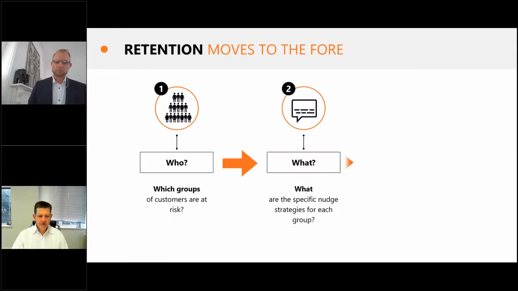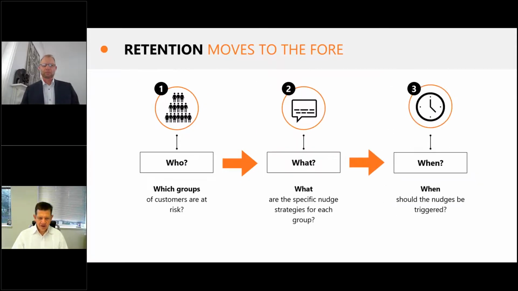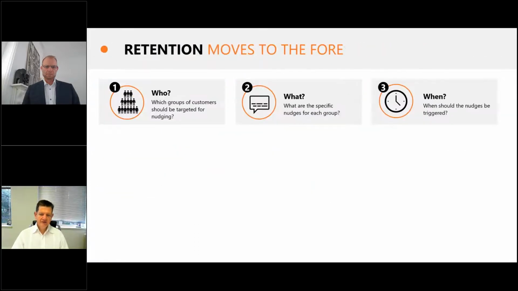So what we wanted to do is understand who these customers were that were interacting and actually getting to the paid up status, what specific nudges were necessary to actually drive them forward, and in particular, when those nudges should in fact be triggered. Now, let's explore each one of those in a little bit more depth. First of all, looking at the who.